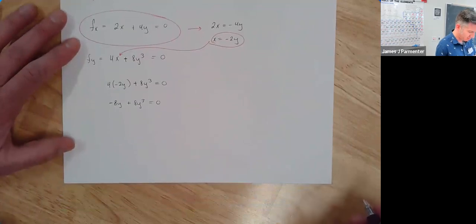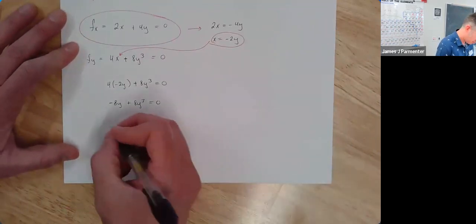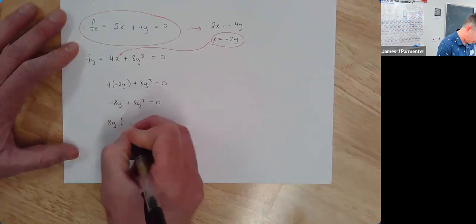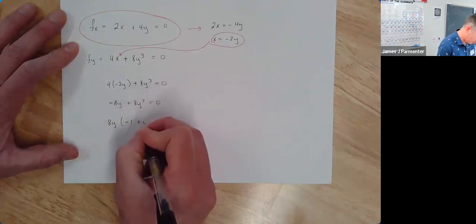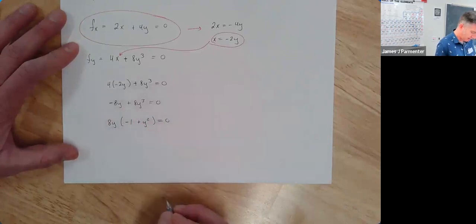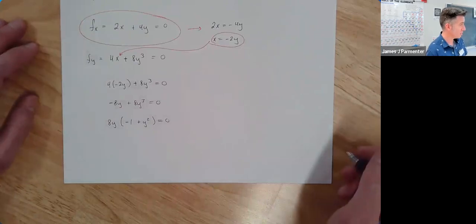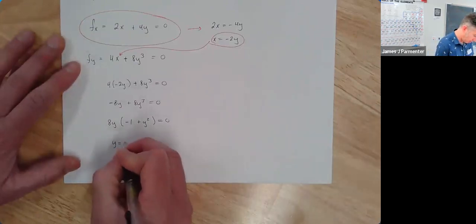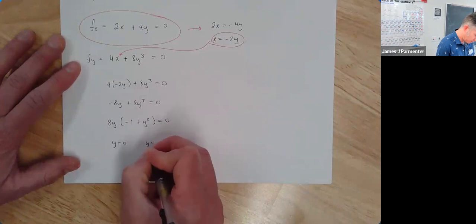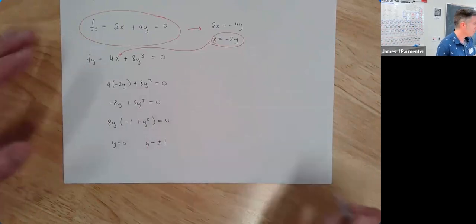Let's factor out an 8y. If I factor out an 8y, I'm left with negative 1 plus y squared equal to 0. And it looks like I'm going to get 3 solutions: y equal to 0, or y equal to plus or minus 1.